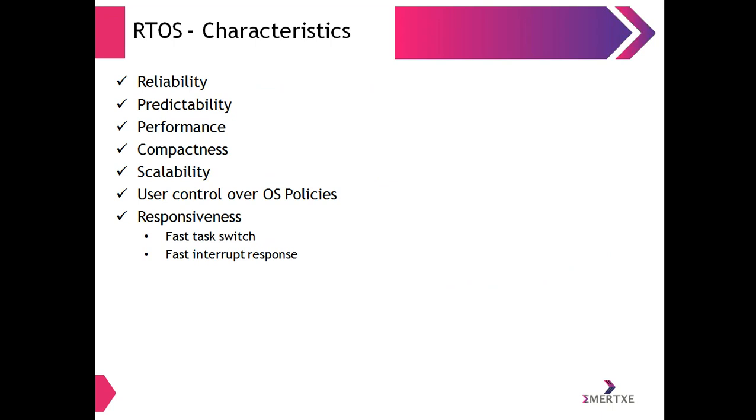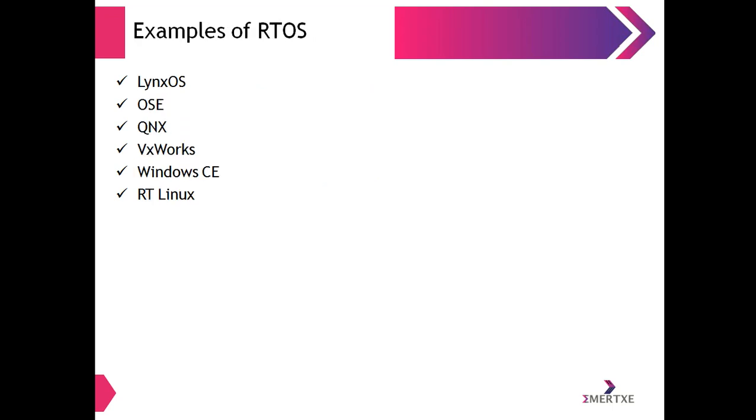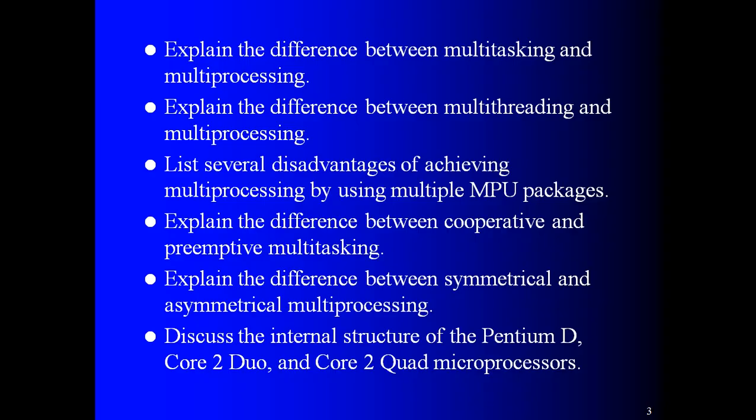The RTOS characteristics are reliability, predictability, performance, compactness, scalability, user control over OS policies, responsiveness, fast task switch, and fast interrupt response. These are the RTOS characteristics. Examples of RTOS are Linux, QNX, VxWorks, Windows CE, and RT Linux. So up to here, we have understood how the RTOS works and what the issues of RTOS are.